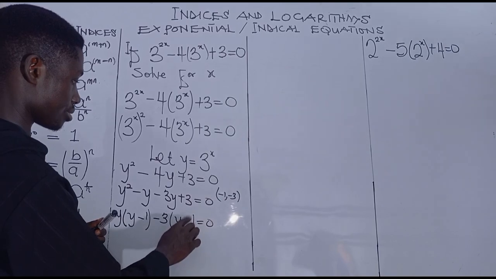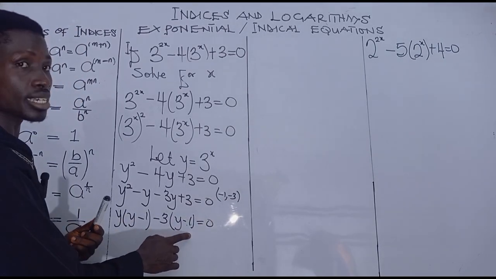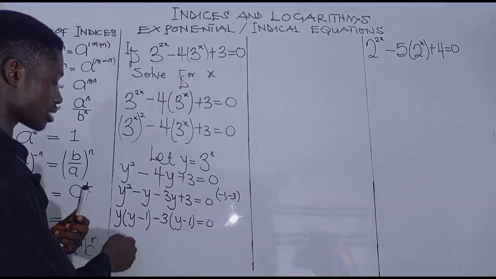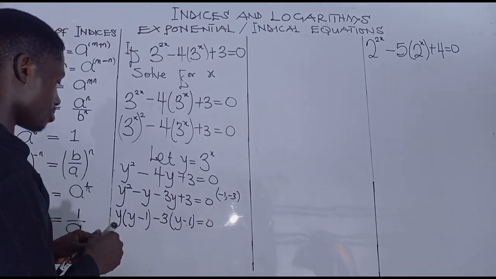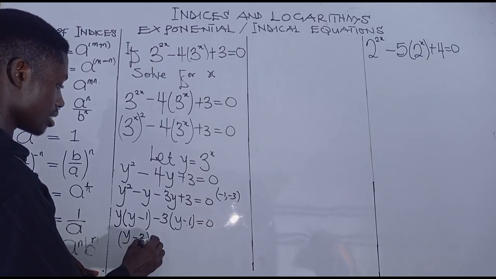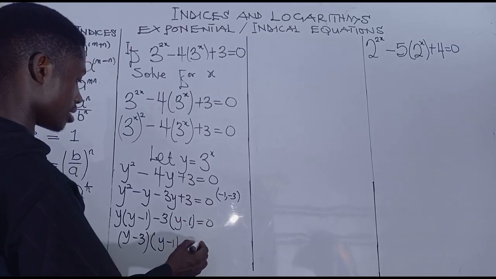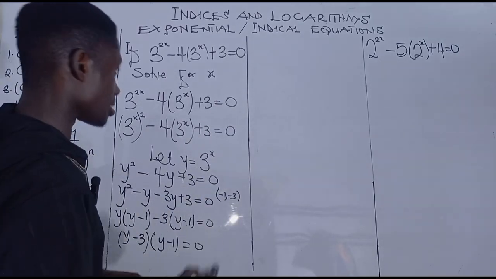This one is 1. Since the two brackets are the same, we can pick one and then we pick those outside the bracket. We put them also in the brackets. So we have y minus 3, and then we have y minus 1. That gives us 0. Let's continue from this side.